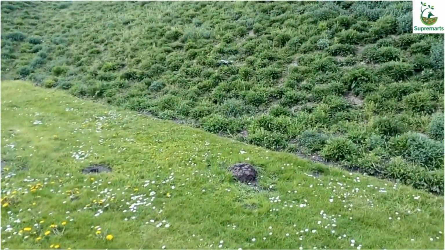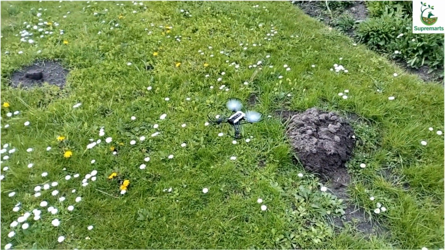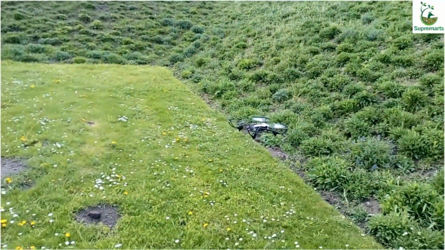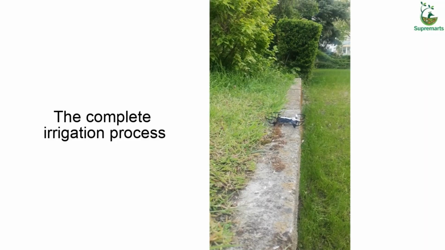The hovering is the most difficult part of this whole process because the drone has to stay at the same location while it's irrigating and taking a picture. Once it's done, takes off and goes backward again, waiting for the next command.